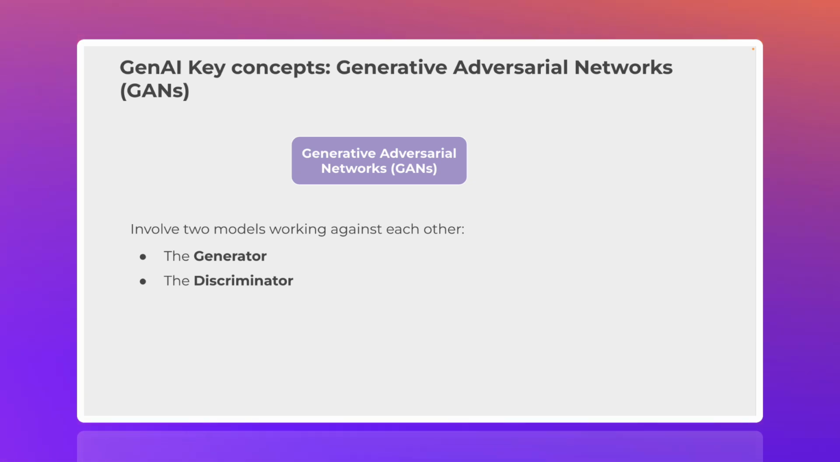So these two models compete to improve each other. The generator keeps trying to fool the discriminator, and the discriminator keeps getting better at spotting the fake data. Think of it like a student, in this case the generator, trying to fake a signature, while a teacher, the discriminator, tries to tell if it's real or not. The more they practice, the better they both get.